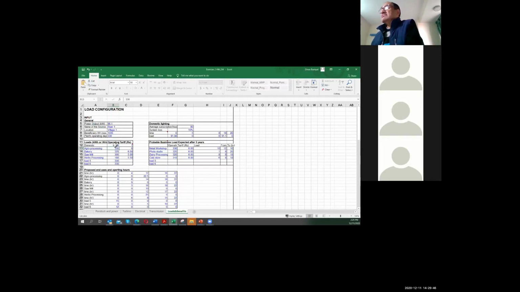I think this is a little bit small. So this is the kilowatt hour load estimation. Basically in this, there is agro processing, a bakery, a sawmill, herbs processing, and other types of loads. And as I mentioned earlier, this is the current demand, the load.